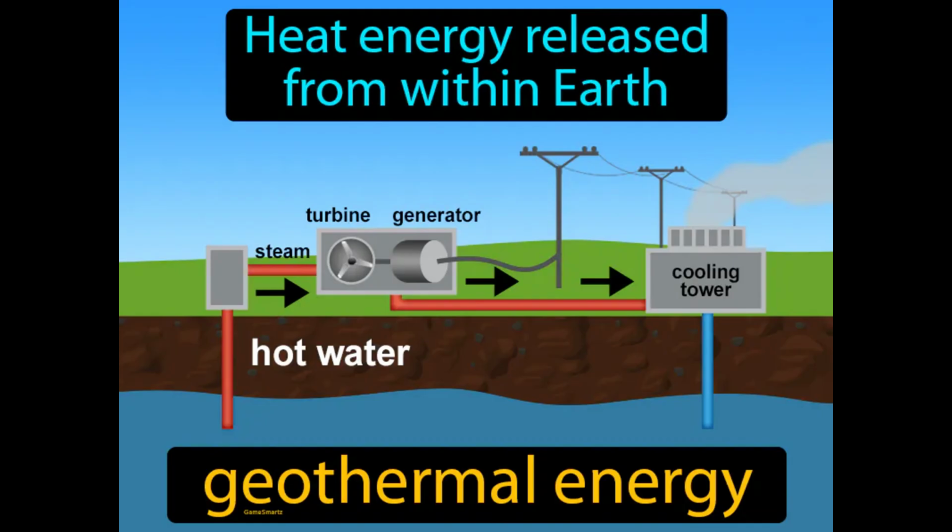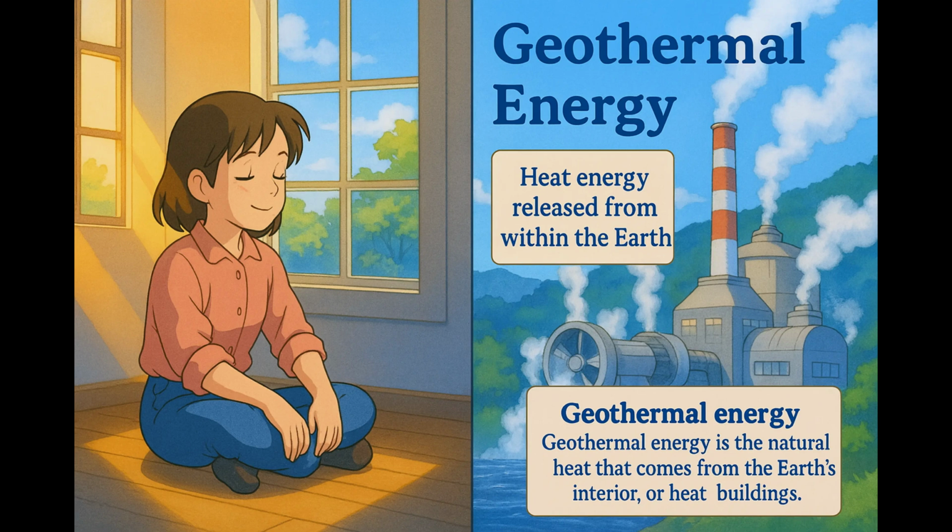Geothermal energy is heat energy released from within the Earth. Geothermal energy is the natural heat that comes from the Earth's interior, which we can use to generate electricity or heat buildings. Imagine you're trying to find warmth on a chilly day by seeking out a sunlit spot in your house. Just like how the sunlight streaming through your window provides warmth from an external source, geothermal energy is like tapping into the Earth's internal sun for heat.